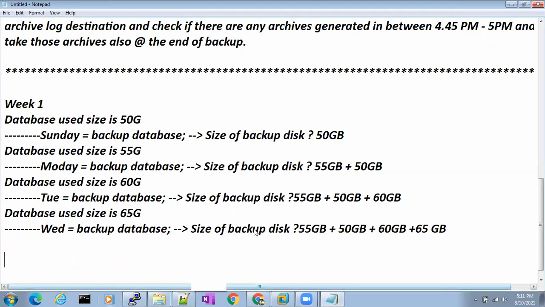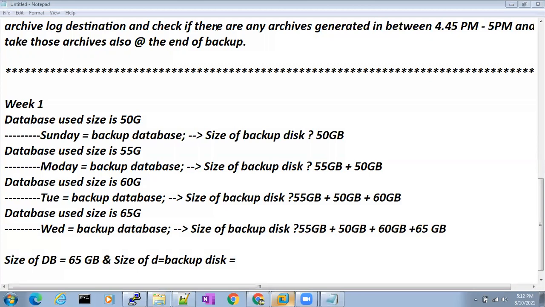Now let's take this scenario. What is the size of the database? 65 GB. Yes, the size of the database is 65 GB, and what is the size of the backup disk? 230 GB.